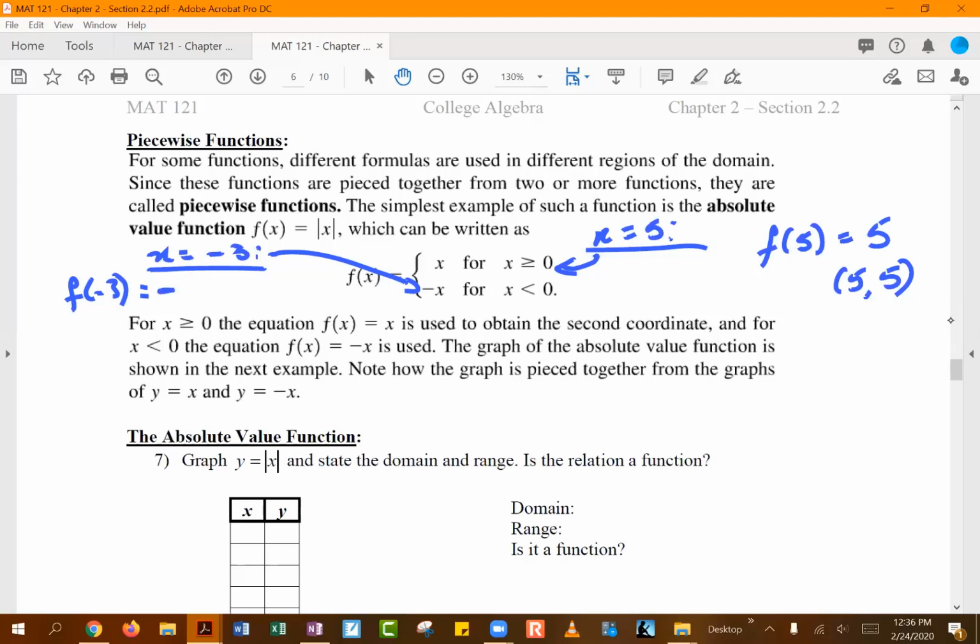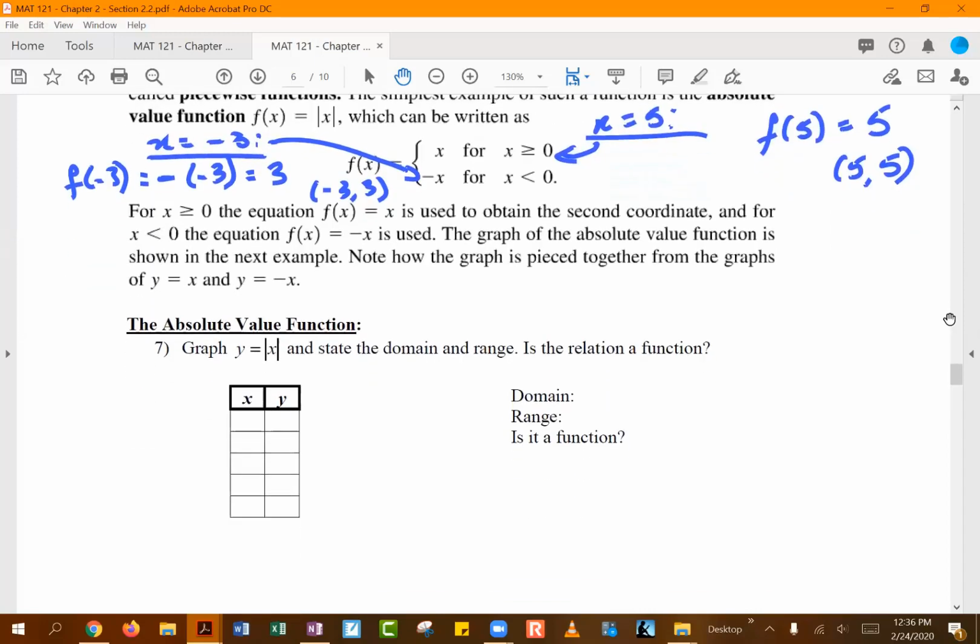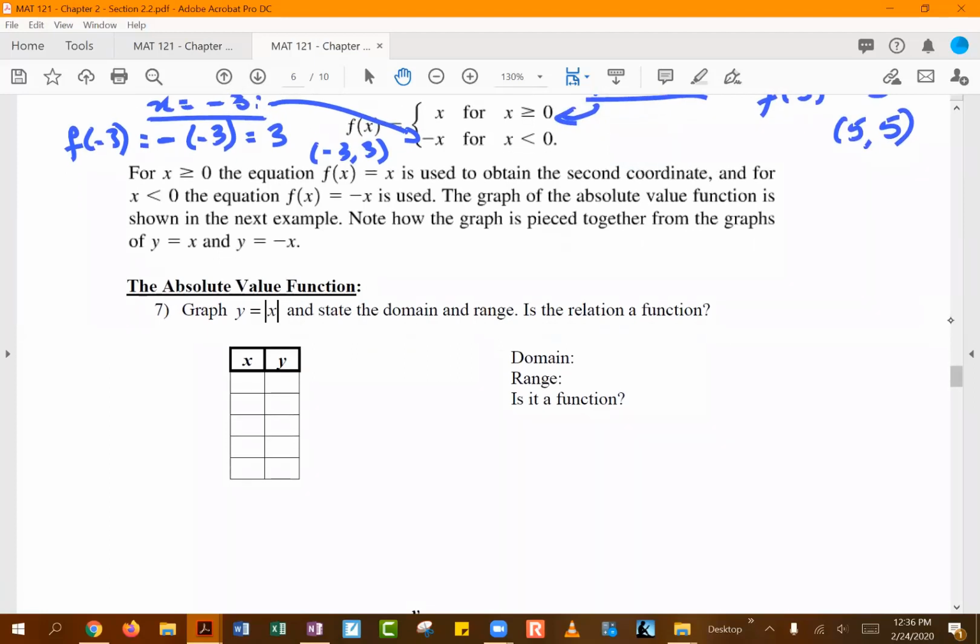I already have a negative sign there in my function, which is coming from our function definition, and then x itself is also a negative number. The two negatives give you a positive. Your ordered pair here would be (-3, 3). So that's how the absolute value function works. But a lot of times we don't define absolute value in this format. We define absolute value with the absolute value symbol.